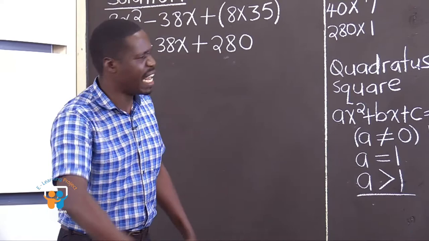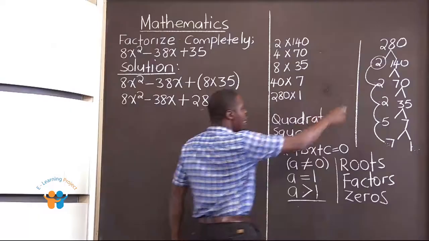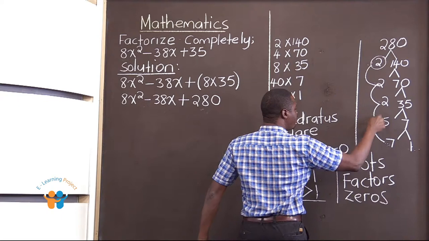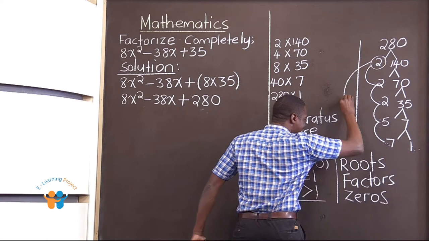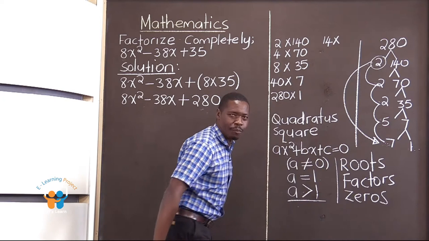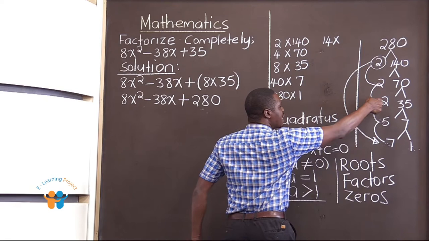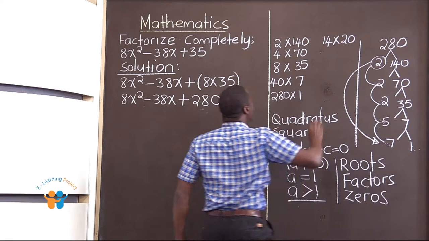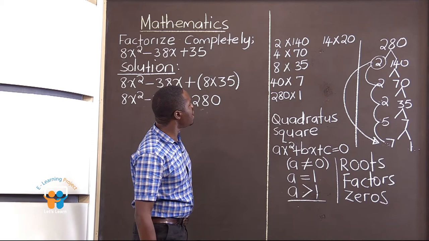Let's continue. Since we got the first one, the second, the third, the fourth and the fifth, now let us get the first one and the last one. A 2 times a 7, you get a 14. Then the rest we also multiply: a 5 times a 1 is a 5, a 5 times a 2 is a 10, a 10 times a 2 is a 20. So we have a 14 and a 20. A 14 times a 20, yes, we can get 280.